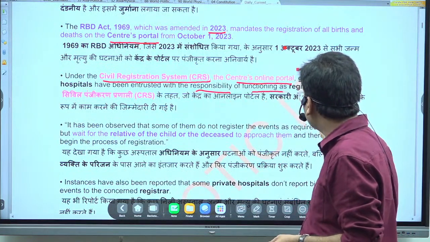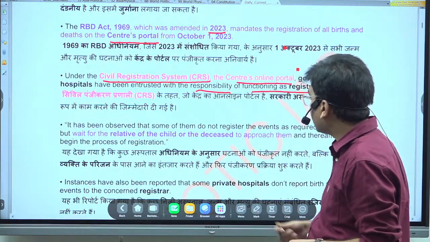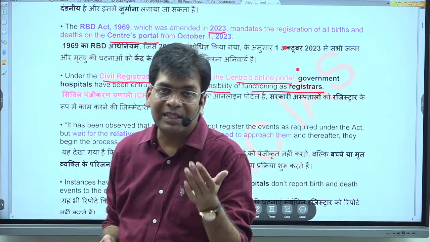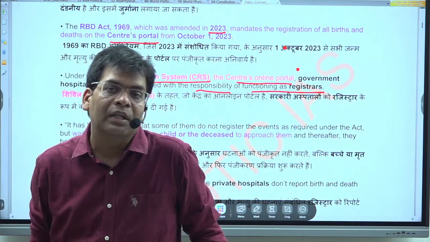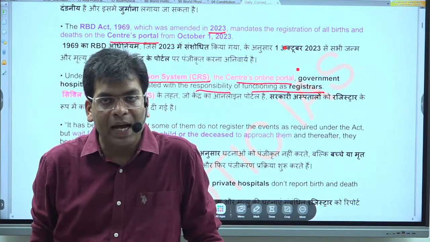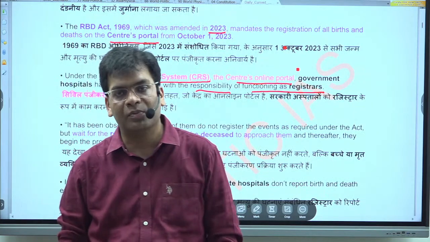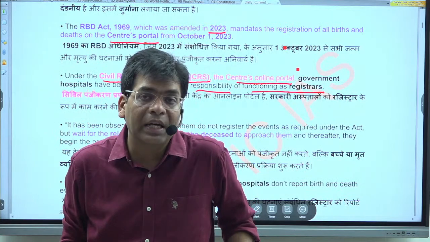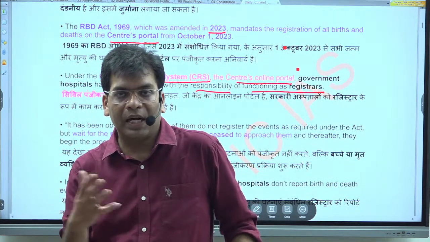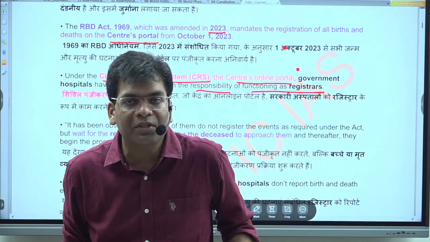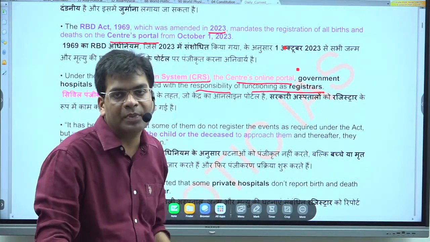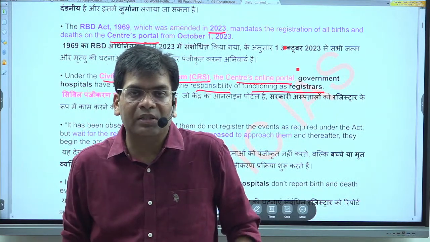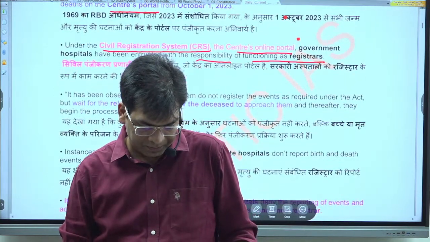Hospitals have the responsibility to function as the registrar. They should inform the registrar that this number of births and this number of deaths have taken place in this particular hospital. So this is not only informative, it is also the responsibility of the citizen. You should be aware of this, because hospitals misuse this asymmetric information with the people.